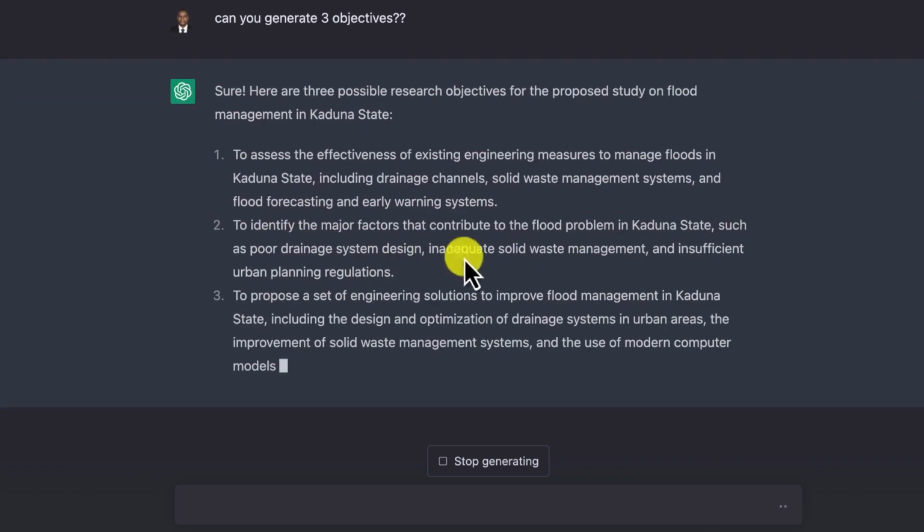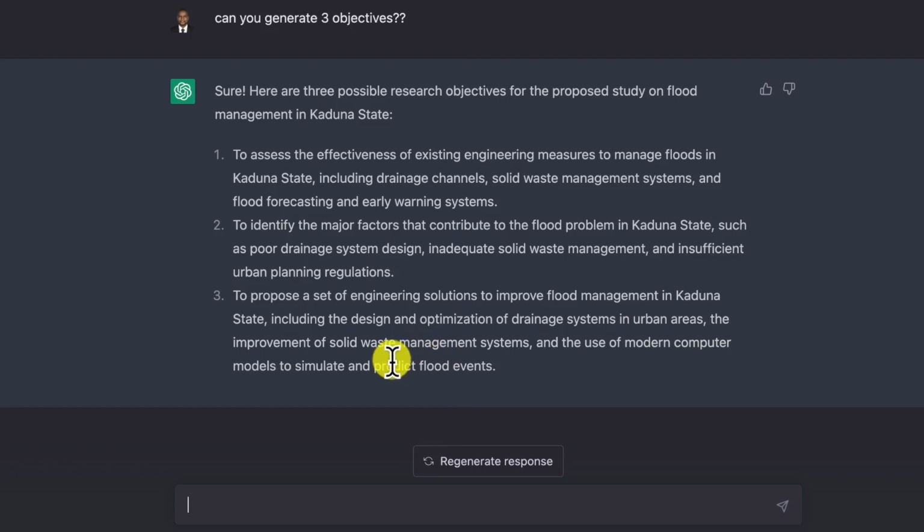Second, to identify the major factors that contribute to flooding in Kaduna State, such as poor drainage system design, inadequate solid waste management, and insufficient urban planning regulations. And then to propose a set of engineering solutions to improve flood management in Kaduna State. I think this is very specific and direct. If you want more objectives, you can ask it to write more, and it's going to give you more.